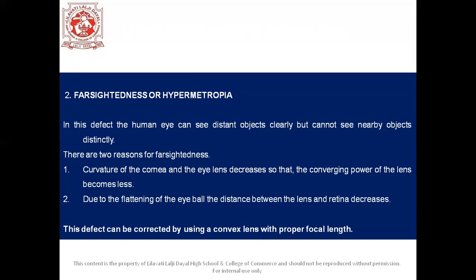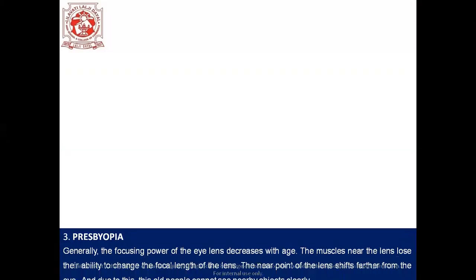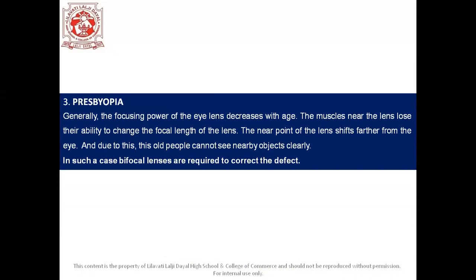So hypermetropia, which is farsightedness, students, in this the human eye can see distant objects but cannot see nearby objects clearly. Moving to the next slide, students, is presbyopia, the third defect.